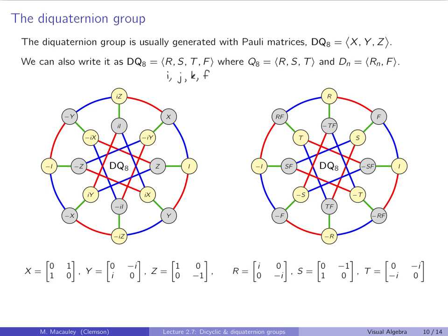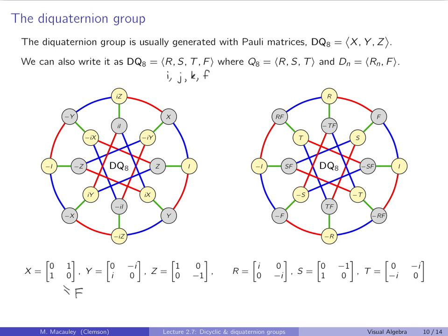So here are two Cayley graphs of the diquaternion group, labeled in this one by the Pauli matrices and the identity element, and then the negatives of those and the products of plus and minus i times those. And then over here, it is labeled by R, S, and T. And then I have F here, but remember F is just the same matrix as the Pauli matrix F.